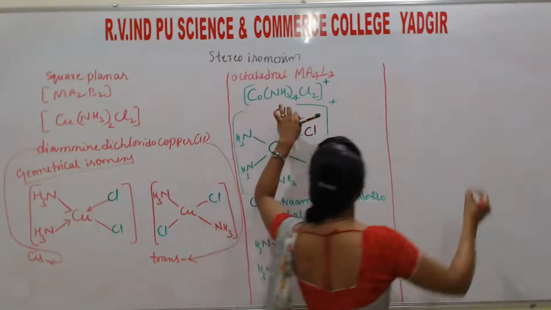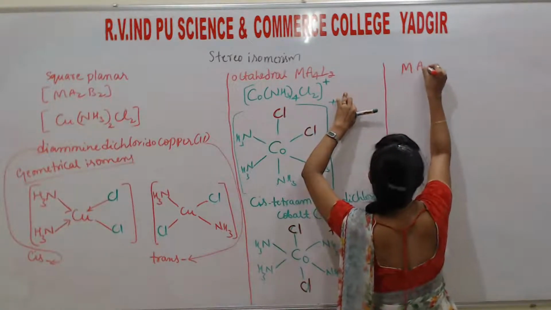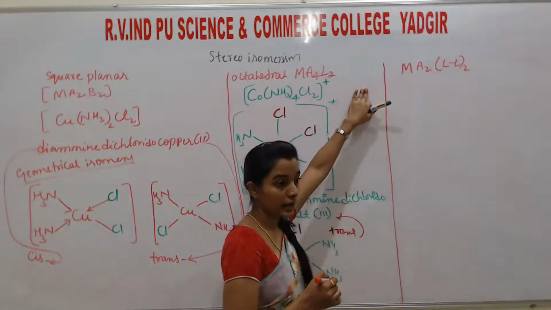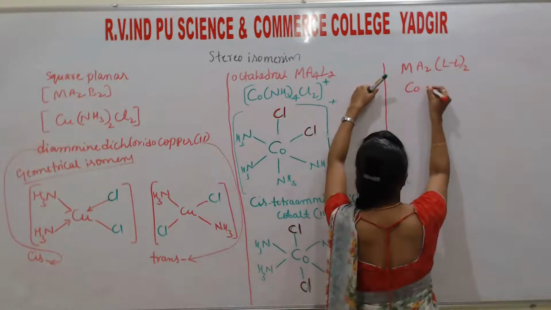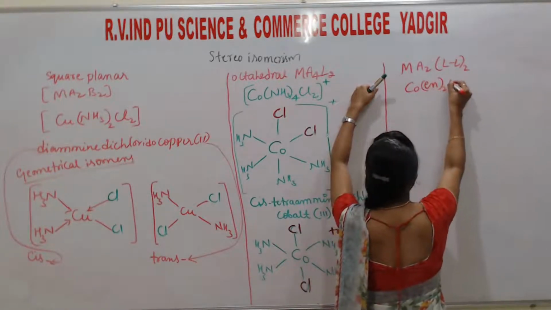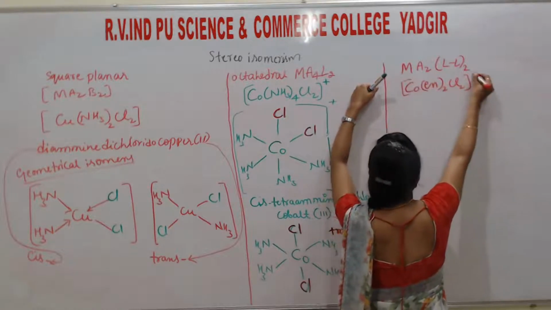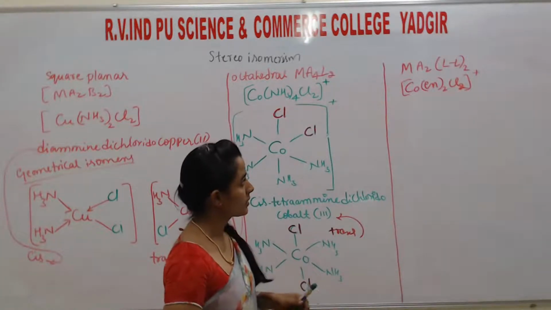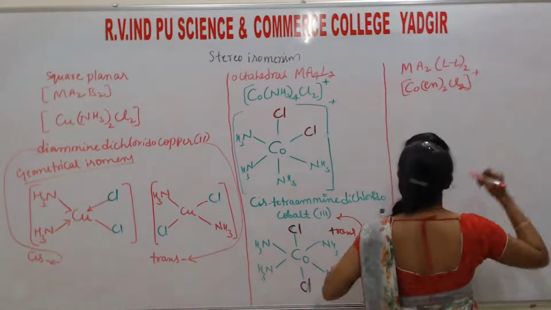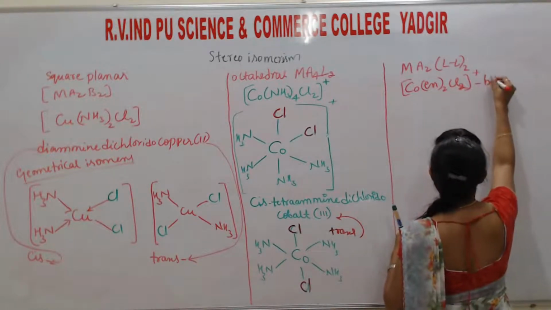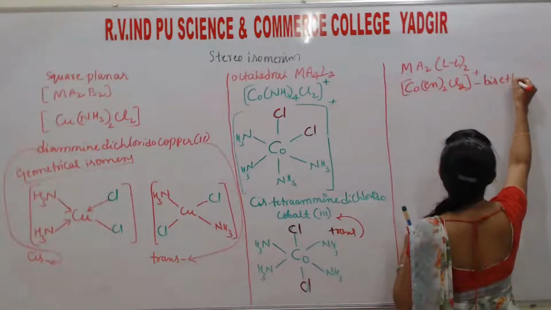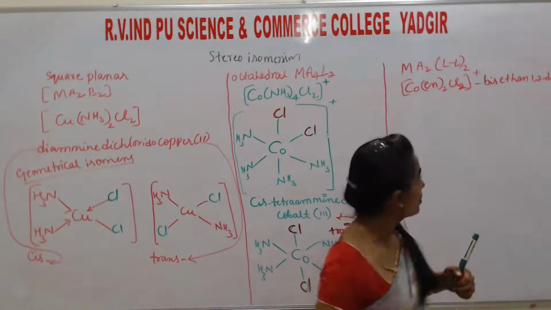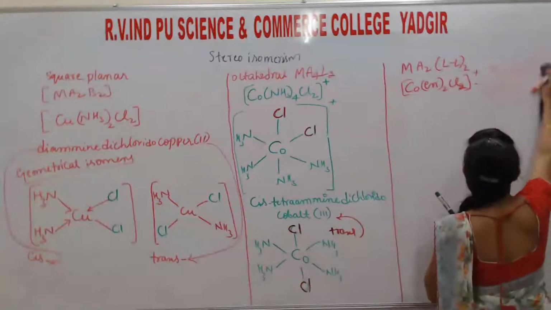In this, the type of the formula is MA2L2, where L is a bidentate ligand. An example for this is cobalt en twice Cl2 plus. The name of the compound I am going to write is ethane 1,2 diamine, so I will write it here.